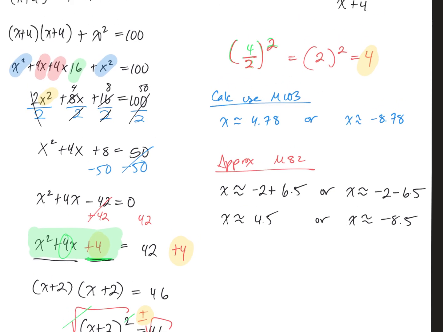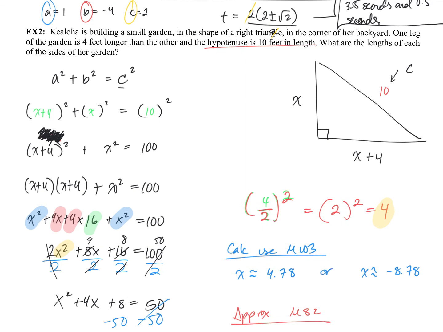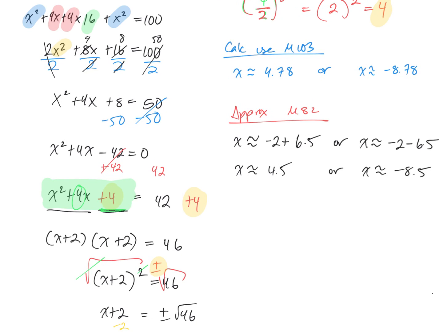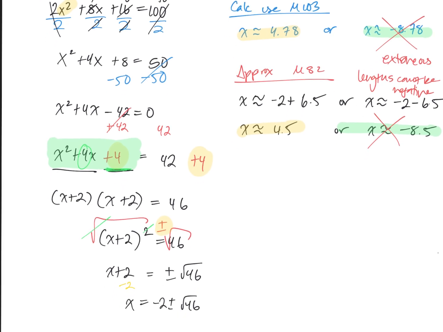Okay, so do both of these answers make sense in the context of our problem? What are we looking for? We're looking for the length of the side of a garden. And we have two answers. We have the possibility of the positive answer, or the negative. And it does not make sense to have a negative length for your garden. So that does not make sense. So we would say extraneous and give a reason. Length of garden. Lengths cannot be negative. Or something like that. Just a small, short reasoning. And then we'll give our answer.